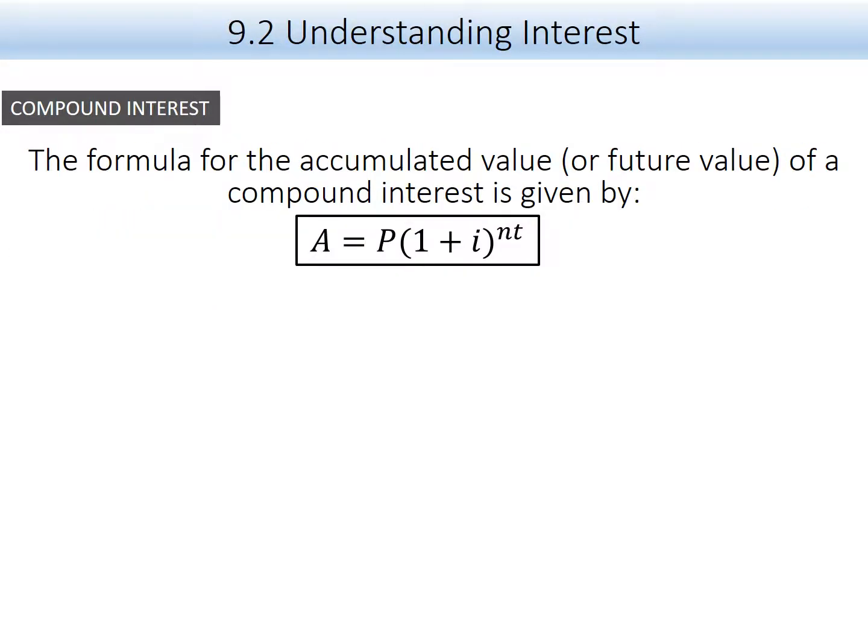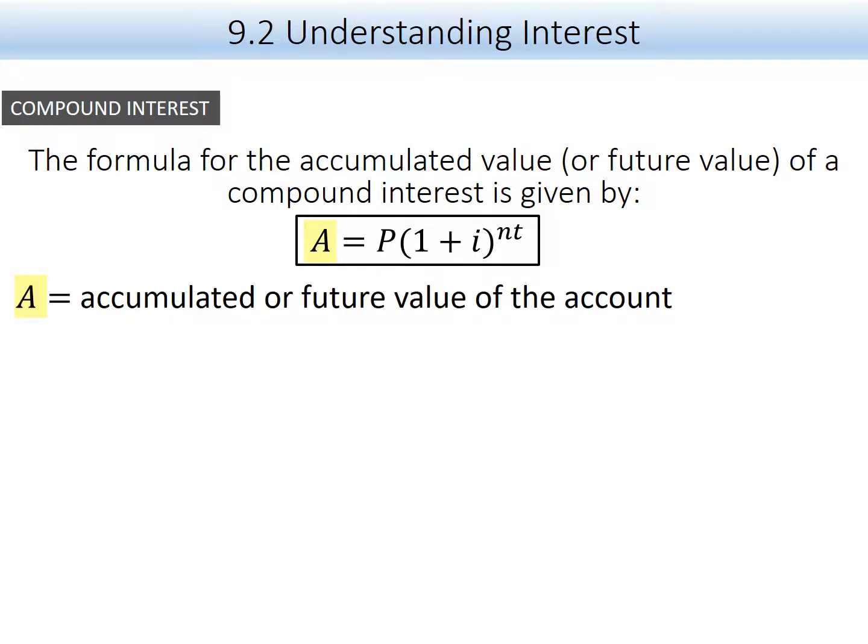The formula for accumulated value, or what I like to call the future value of a compound interest problem, is more complicated than the simple interest, but it's still very manageable. It's A equals P, the principal, times the quantity 1 plus i raised to the nt. Now, what do these letters mean?